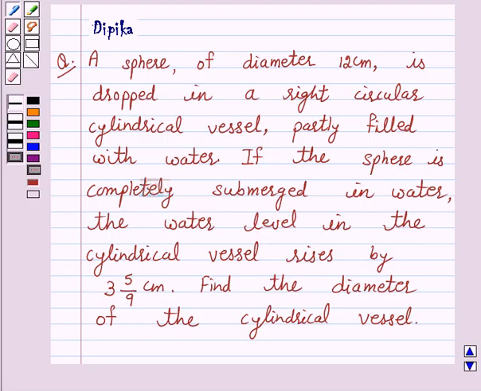The question says, a sphere of diameter 12 cm is dropped in a right circular cylindrical vessel partly filled with water. If the sphere is completely submerged in water, the water level in the cylindrical vessel rises by 3 and 5 by 9 cm. Find the diameter of the cylindrical vessel.